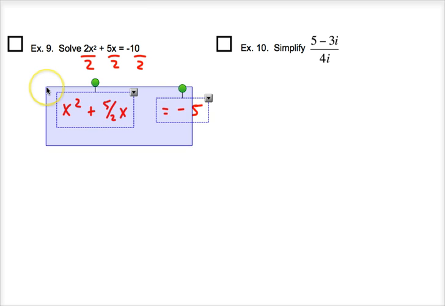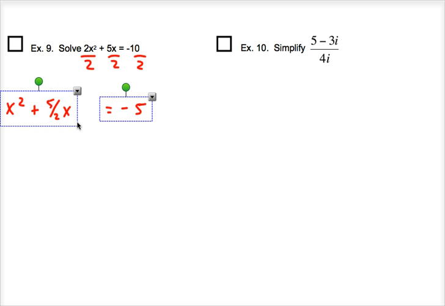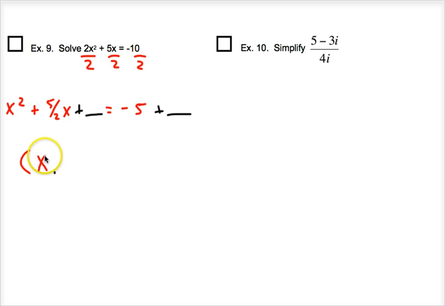I left myself some room here so that I could put a plus something here because I need to add to both sides. And what is that something? Well, it'll be x plus 5/2 divided by 2 is 5/4. So this top trinomial that we're constructing needs to factor into x plus 5/4 squared because 5/2 times a half is 5/4. Now if you square 5/4, that's what goes up here. If I square the 5/4, I get 25 over 16.